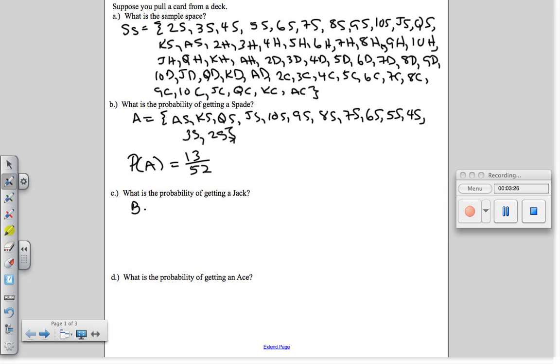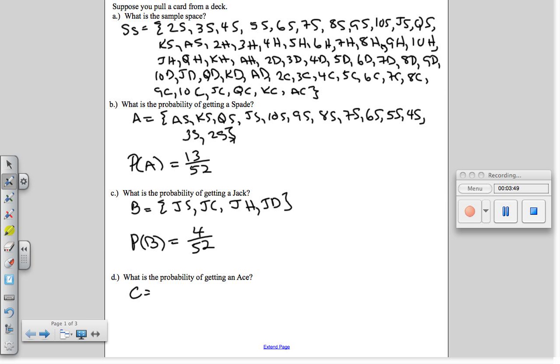Now let's find the probability of getting a Jack. Let's call this B. There's the Jack of spades, Jack of clubs, Jack of hearts, and Jack of diamonds. So the probability of B happening is 4 out of 52.